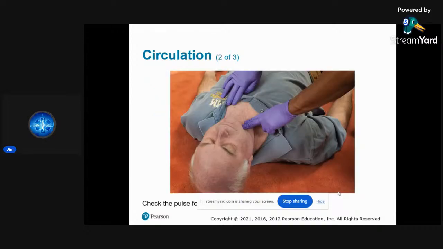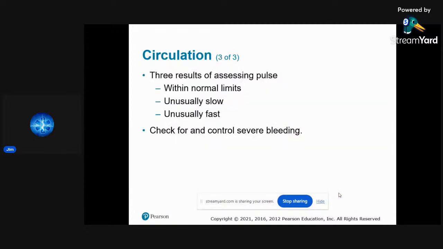Here they're checking a carotid pulse for no longer than 10 seconds. There are three results of assessing a pulse. Is the heart rate within normal limits? Is it unusually slow? Is it unusually fast? We're going to check for and control severe bleeding.